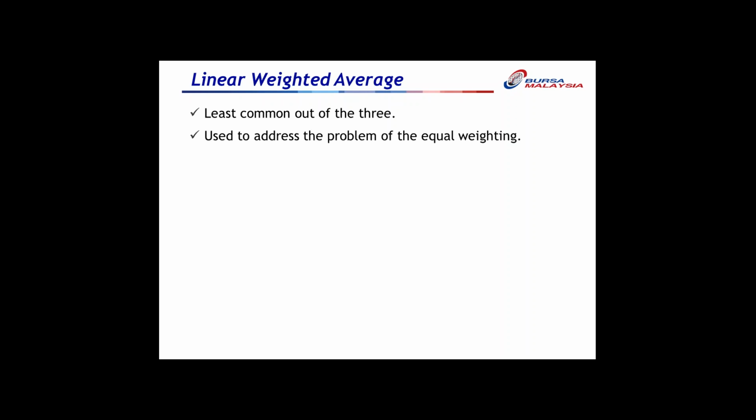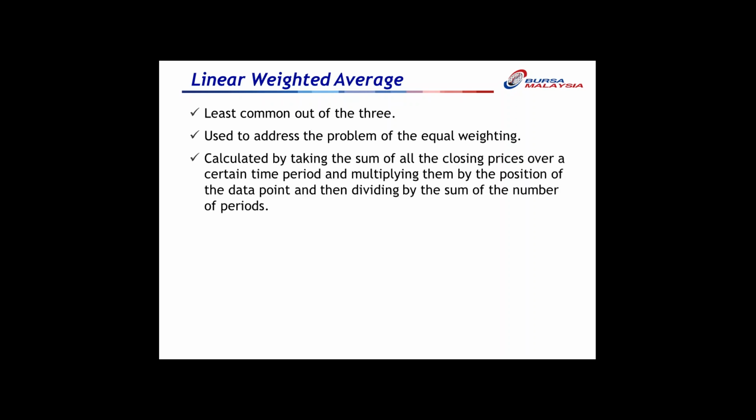It's like when I studied in high school, some subjects had a higher weighting. My Chinese subject had 7 periods, my Bahasa Malaysia 4, but Pendidikan Jasmani only 2 periods. So in this linear weighted average example, it just means that they want the nearest price to have more weightage. Later I will show you what I mean. I'll give you an example.